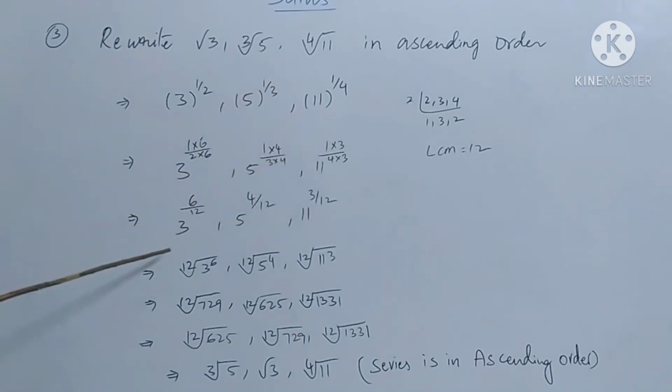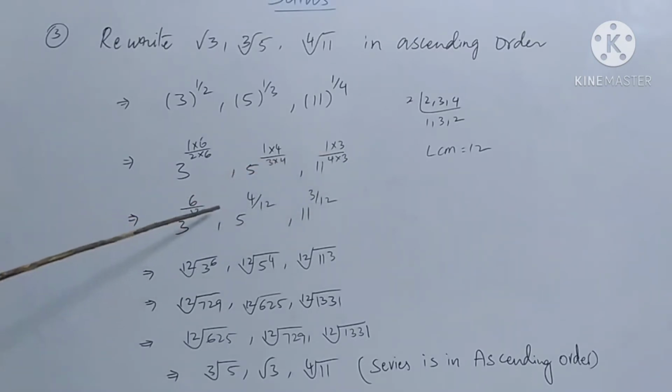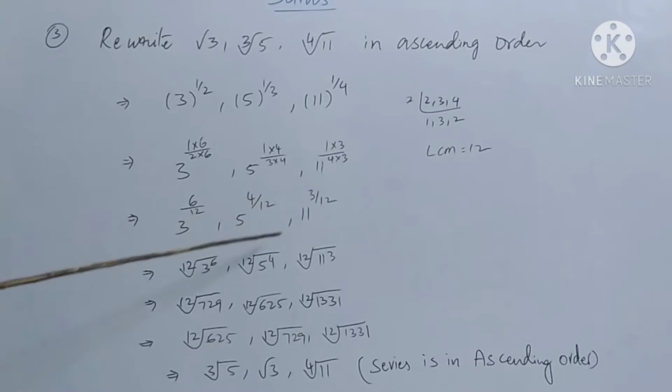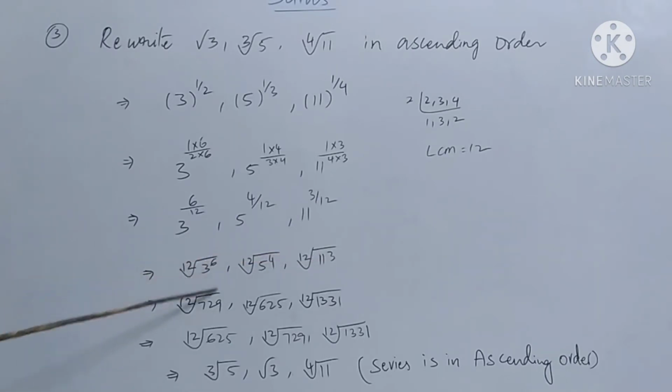Here, 6 by 12 means 3 to the power of 6, whole to the power of 1 by 12. Here also 5 to the power of 4, whole to the power of 1 by 12. Here 11 to the power of 3, whole to the power of 1 by 12. So 1 by 12 means it is an irrational number. So we can write the 12th root of 3 power 6, 12th root of 5 power 4, and 12th root of 11 power 3. Now just simplify these.